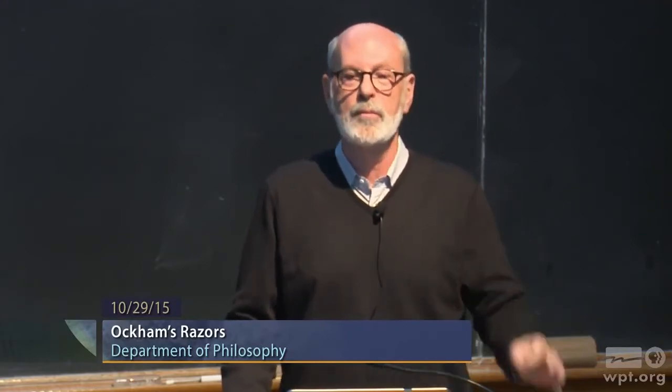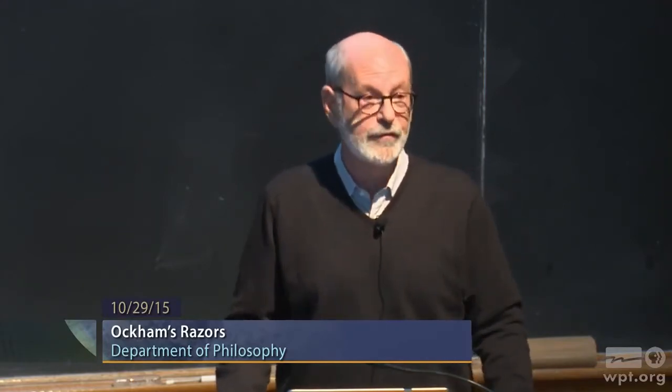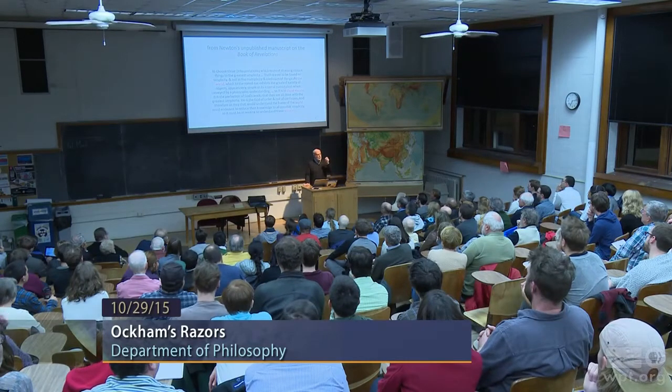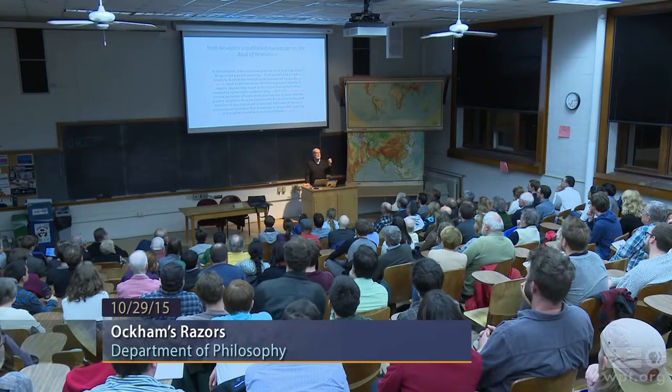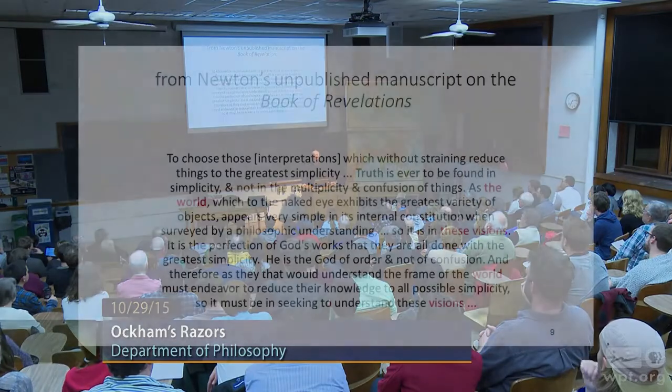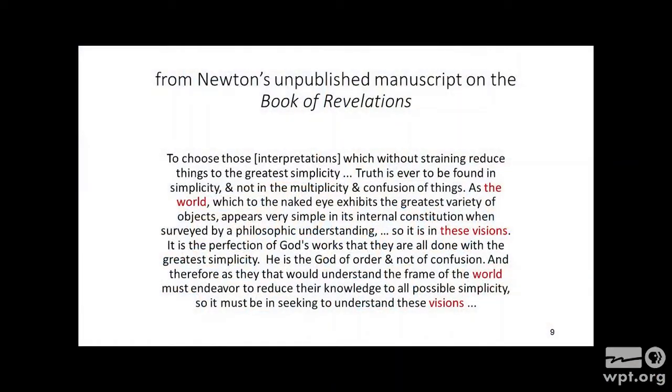He wrote more about alchemy and religion than he wrote about physics, as we would now call physics. And for him, the rules of reasoning are the same both for biblical interpretation and observations as interpreted by science. So this is what he says about revelations, but you'll see science coming into this. He says, to choose those interpretations which without straining reduce things to the greatest simplicity. Truth is ever to be found in simplicity and not in the multiplicity and confusion of things.